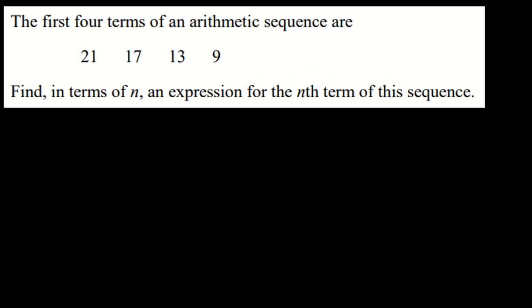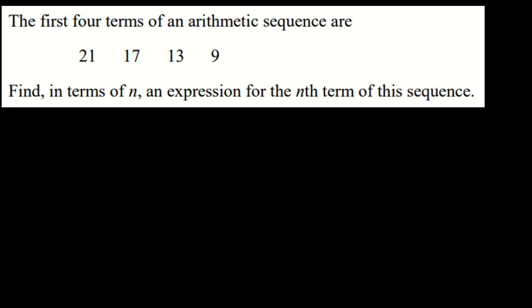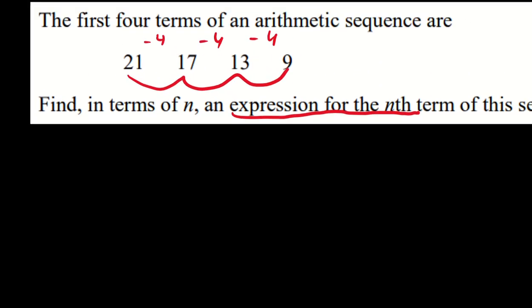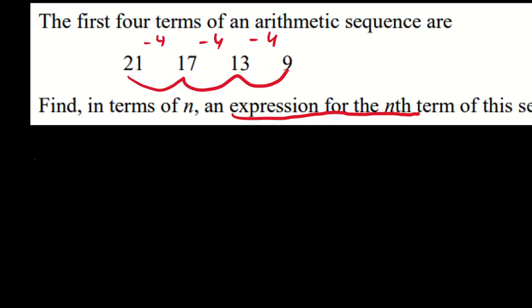So here, the first 4 terms of an arithmetic sequence are 21, 17, 13, and 9. In terms of n, find an expression for the nth term. So the expression for the nth term is the equation that we got. So here it subtracts by 4 each time. So 21 minus 4 is 17, minus 4, and minus 4. And now you just put that as the coefficient of n.